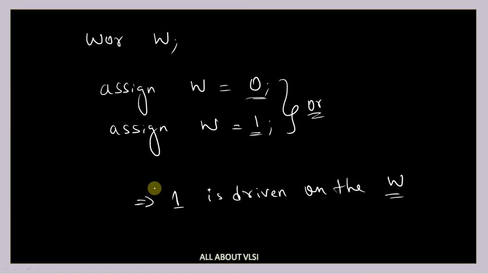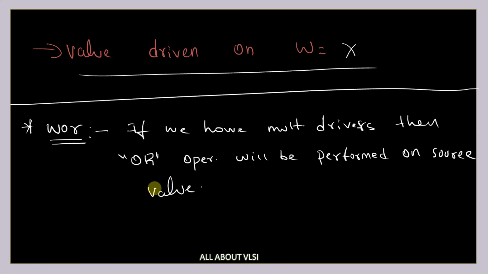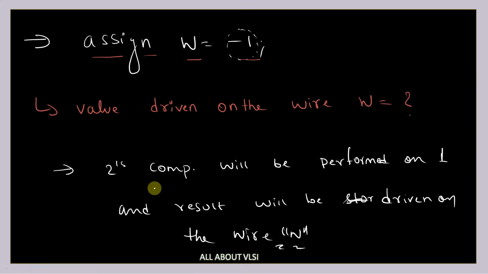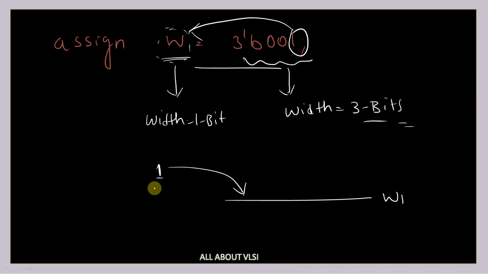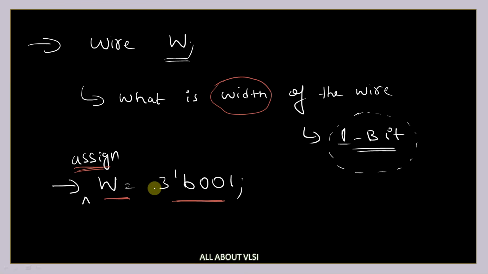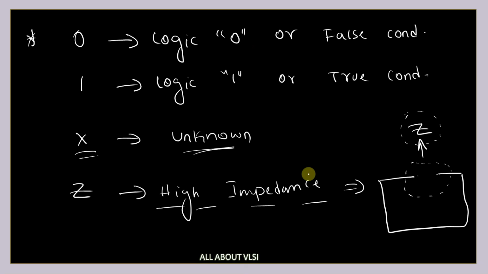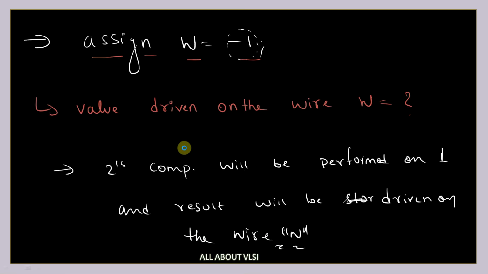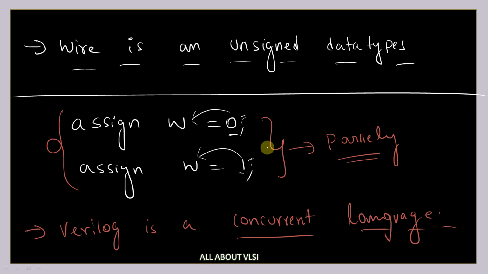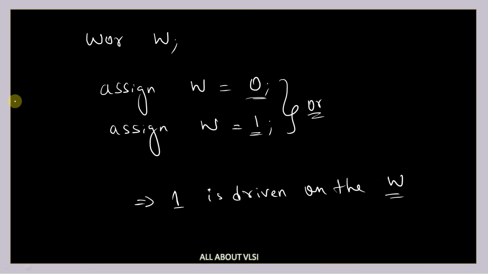This was about the wire data type, its default value and default size. These are the important points you should know: what the width and default size are, what the default value is, and what the difference is between wire, wand, and wor. These are small things which we should be careful with.